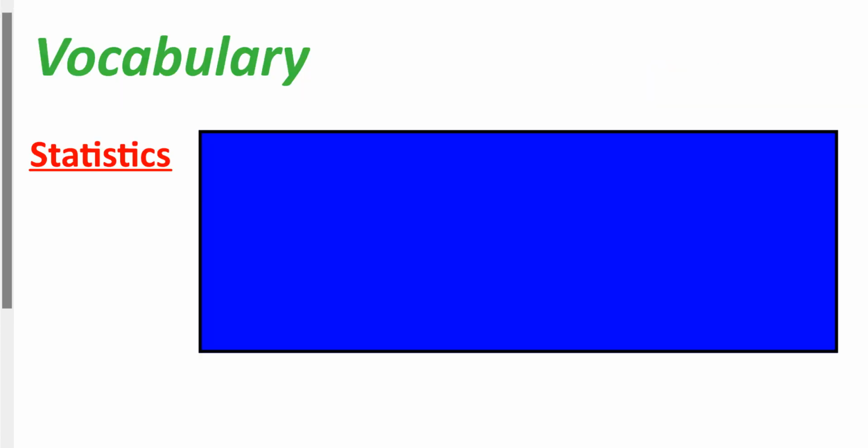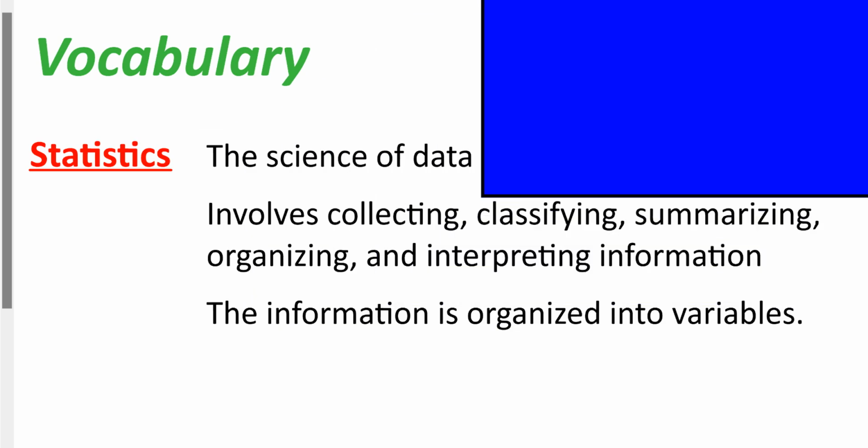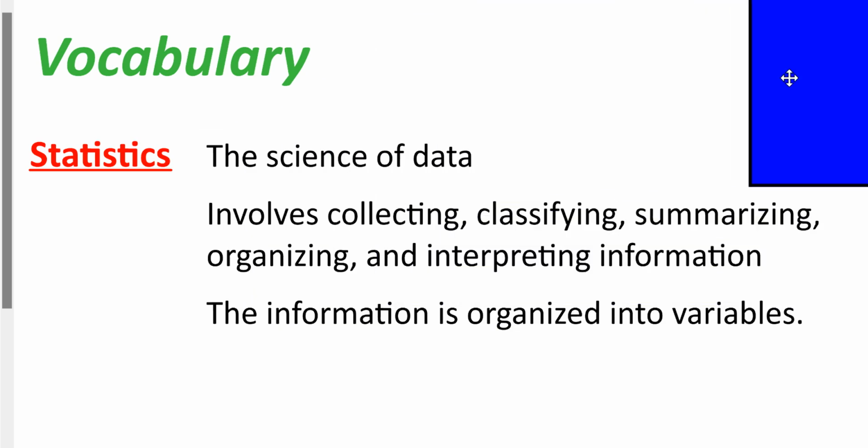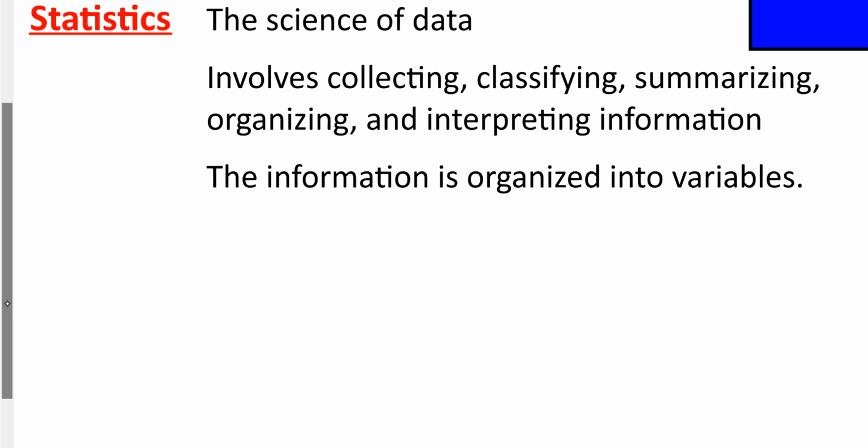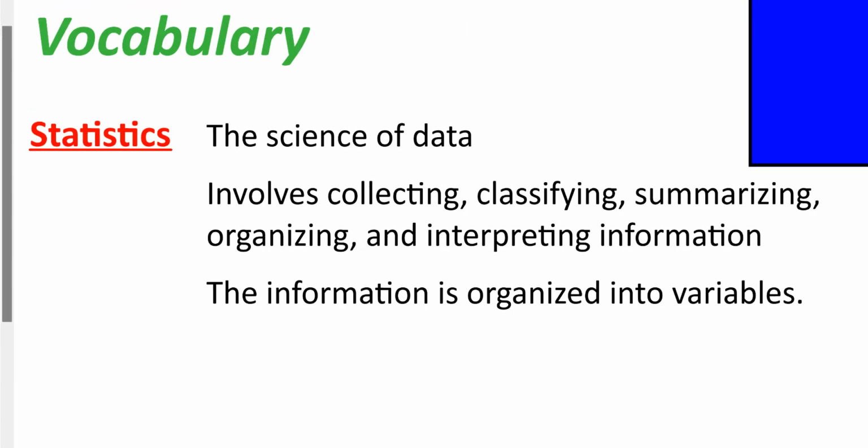So, first big vocab word, statistics. What is it? We're in statistics. So, statistics is the science of data. It involves collecting data, classifying, summarizing, organizing, interpreting. And this information that we get is going to be organized into variables. So it's a broad thing, but it is what we are focusing on. We have a lot of things that we're going to do in statistics, including collecting, classifying, summarizing, organizing, and interpreting information and data.